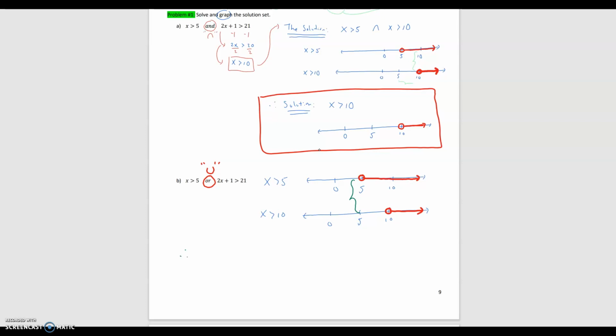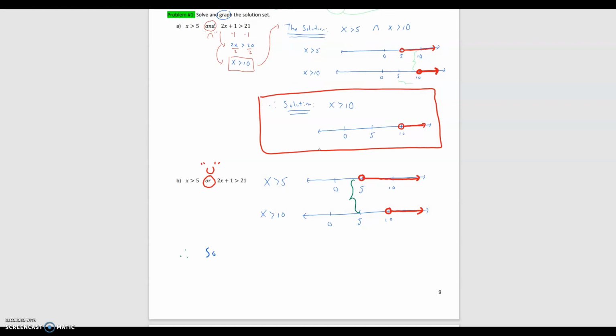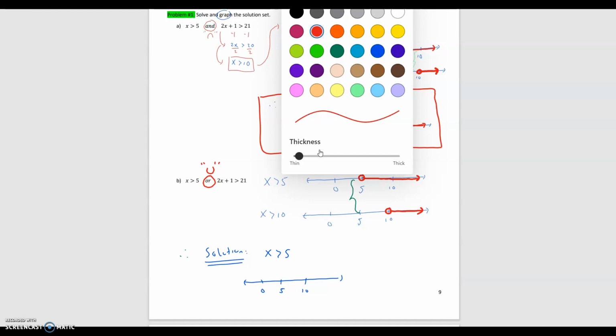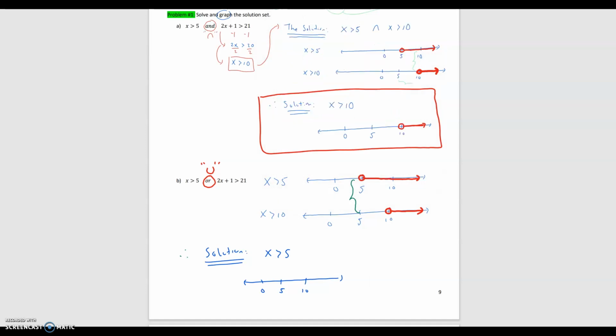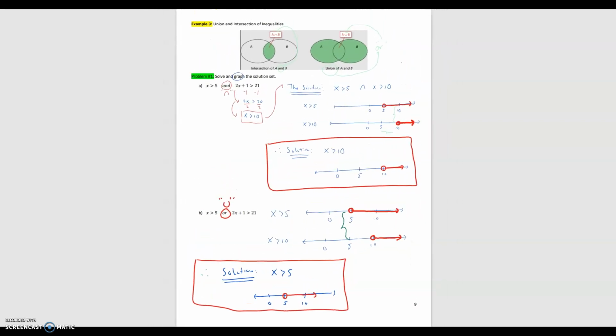So in this situation, the solution is going to be x is greater than 5. In its graph, I'm just going to put it again as a reference. That's 0, 5, and 10. It's going to start here. And this represents the actual union of both of the sets.